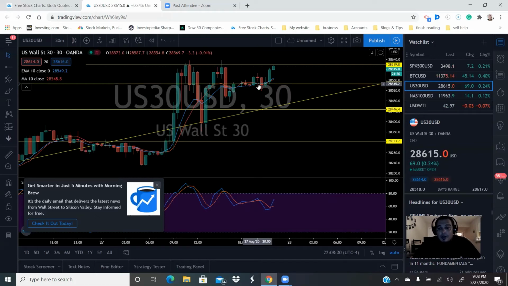28,570 area, the 28,545, 550 area, and then probably no lower than the bottom of this right here, 28,490 area. Watching those candlesticks, check it out, see what it's telling me, jump up on it.